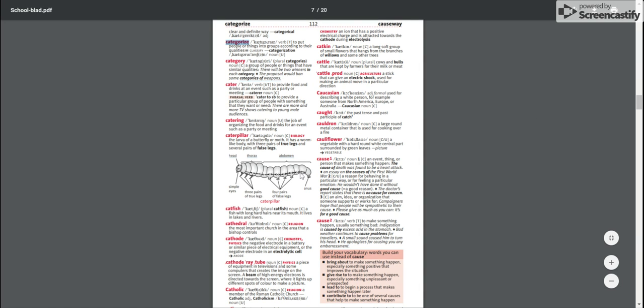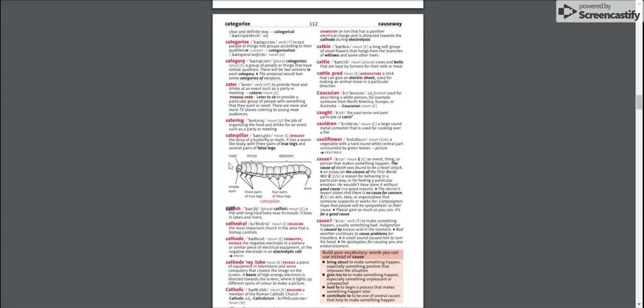For example, on this page, I know that words that start with CAT and then E are going to be here. Now look at, for example, this word here, catfish. That's C-A-T-F. That makes sense because C-A-T-F would come after C-A-T-E, because in the alphabet, F comes after E. Does that make sense? Okay, let me go back to the PowerPoint again.